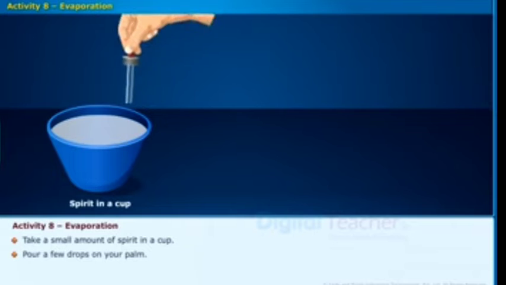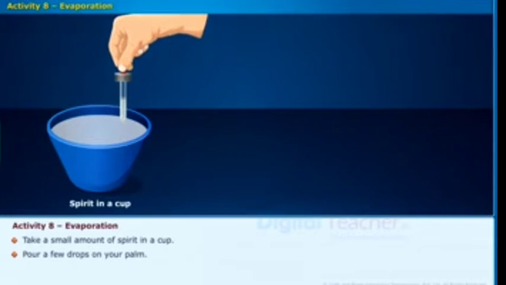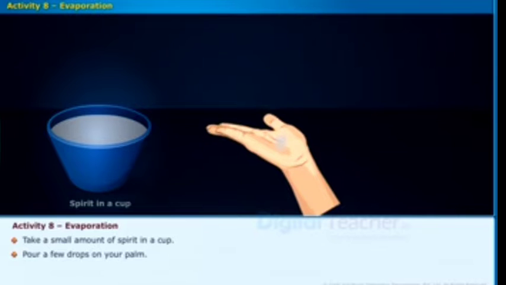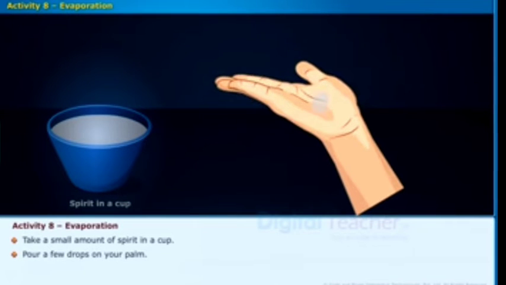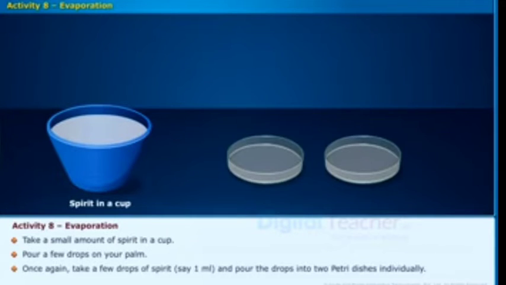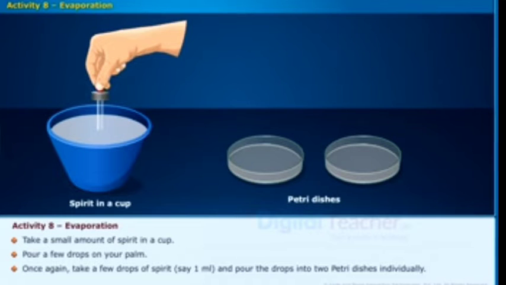Evaporation. Take a small amount of spirit in a cup. Pour a few drops on your palm. Your palm feels coldness. Let us see why this happens. Once again, take a few drops of spirit, say 1 ml, and pour the drops into 2 petri dishes individually.